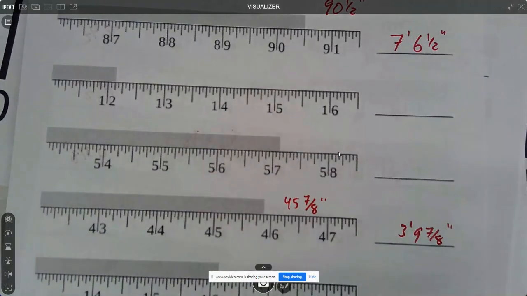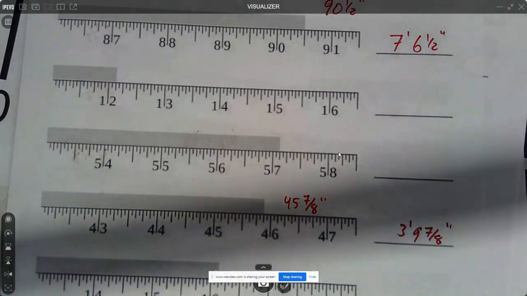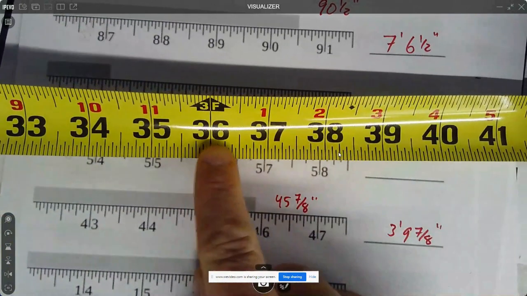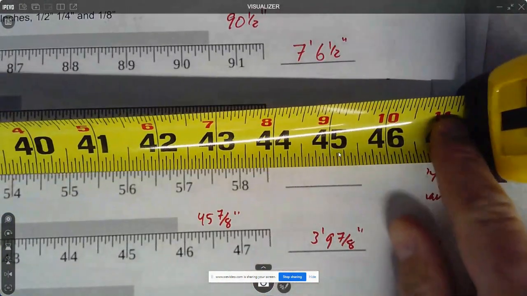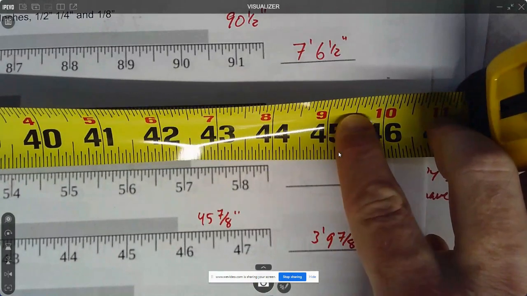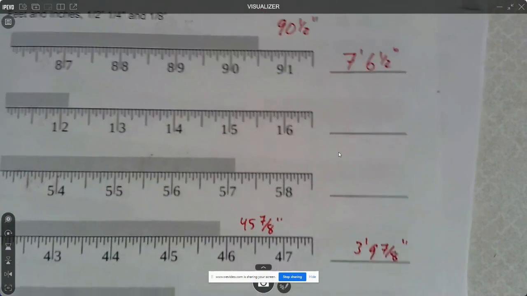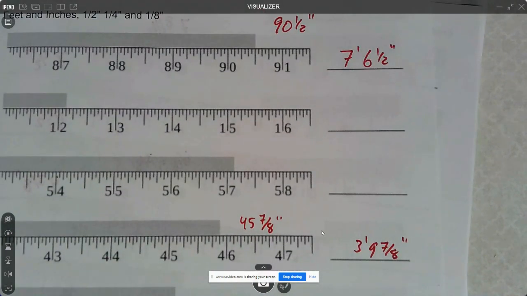Same thing at the 45 inches. I'll put it right there. At the 45, you see it's 3 feet, 9 inches, and then whatever the fractional part is. So actually having a tape measure can help you with these problems too. If you have additional questions, please ask your teacher.